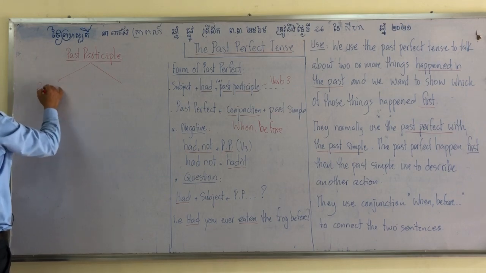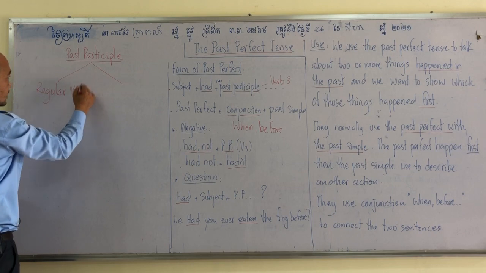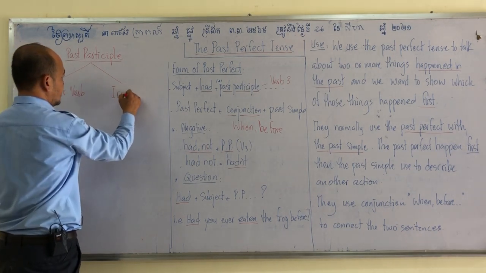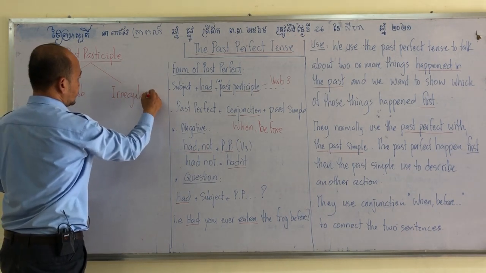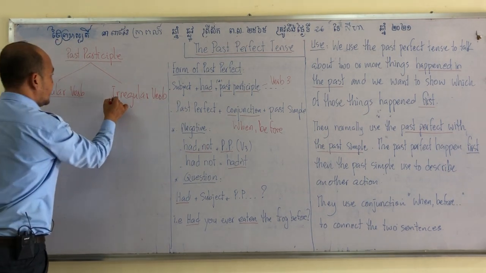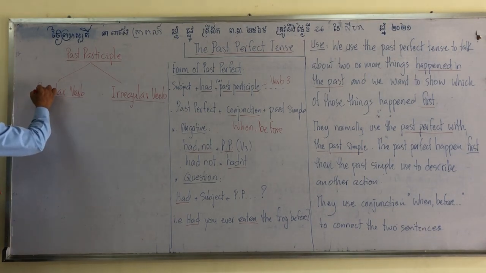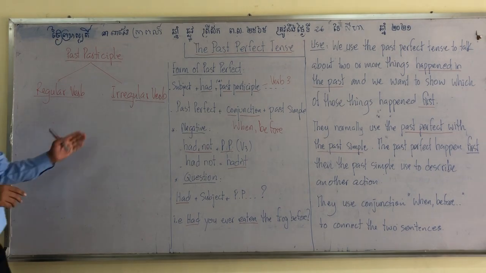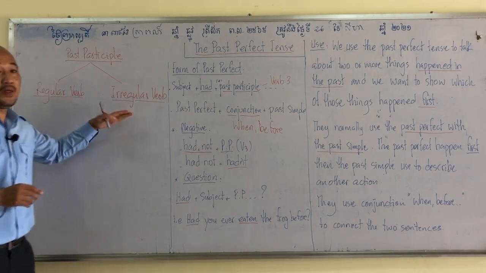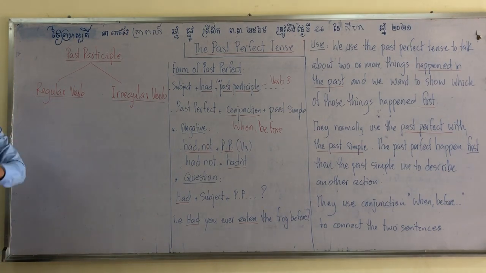We call them regular verb and irregular verb. So regular means normal, no change. And irregular means abnormal. I mean, if it is irregular, we need to change it.